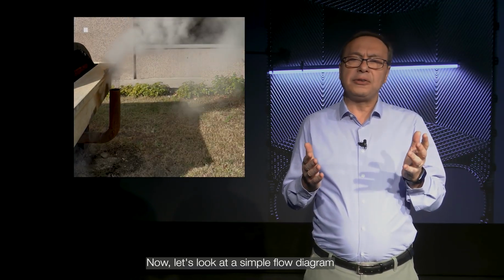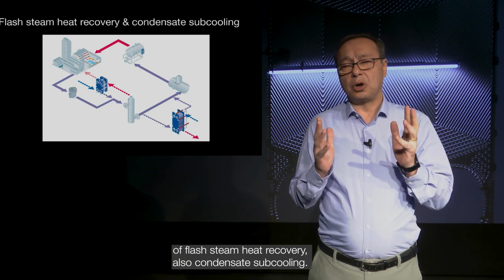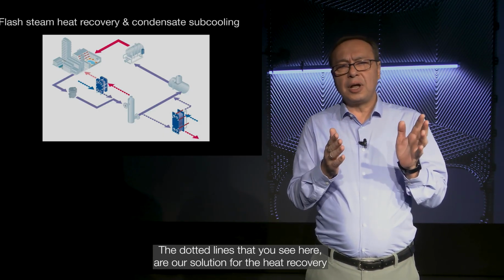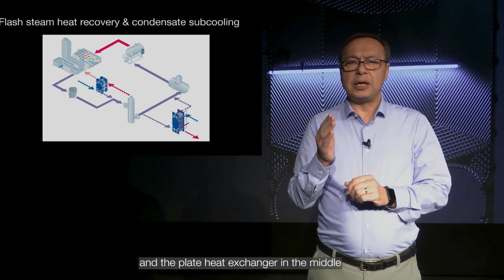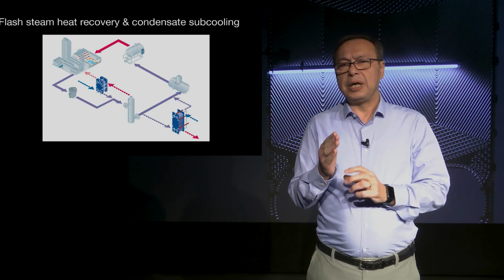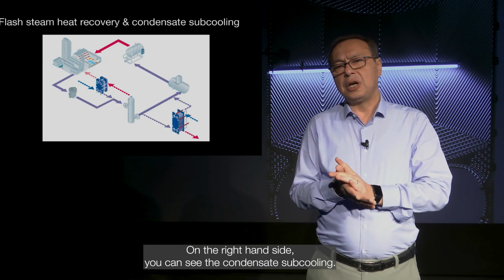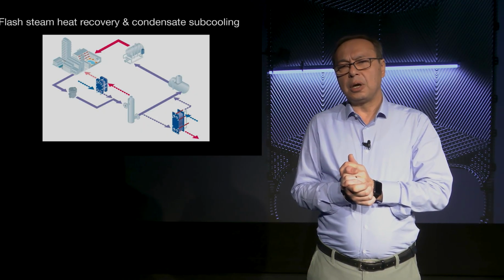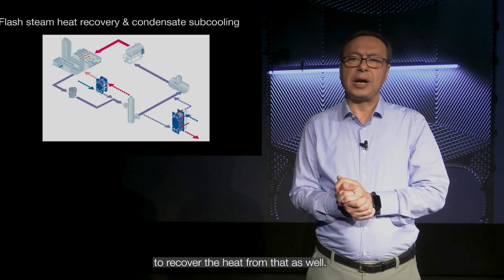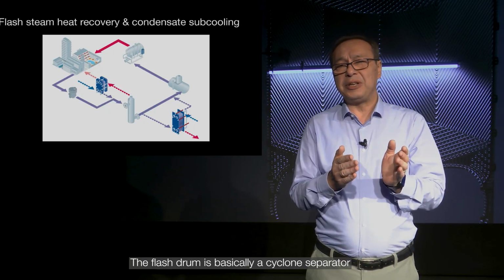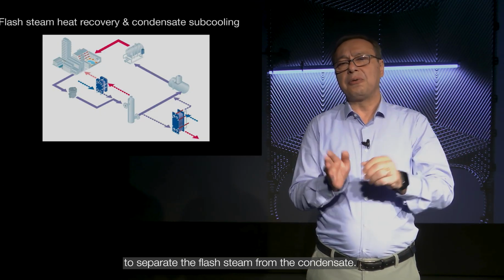Now let's look at a simple flow diagram of flash steam heat recovery, also condensate subcooling. The dotted lines that you see here are our solution for the heat recovery. And the plate heat exchanger in the middle is our heat recovery unit. And on the right-hand side, you can see the condensate subcooling. If you are throwing out the condensate, we can certainly help to recover the heat from that as well. And the flash drum is basically a cyclone separator to separate the flash steam from the condensate.